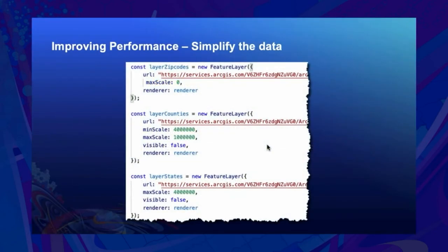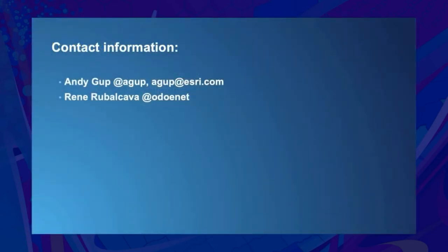This is what that looks like under the hood. I divided the zip codes, the counties, and the states into different layers, and I set minimum and maximum scale dependencies. And that's it.